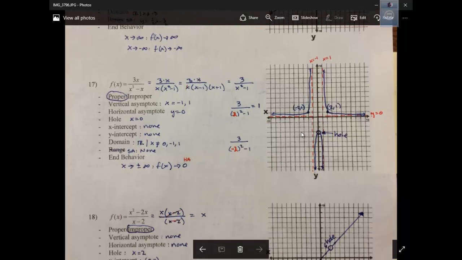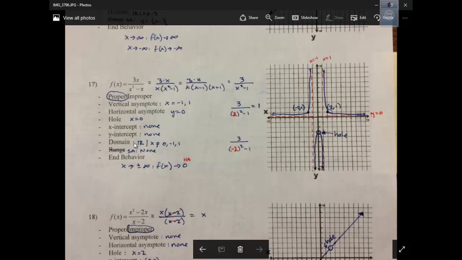Number 17, you're definitely going to have to use Desmos for this one. So this, I pulled out an x, and I was left with x squared minus 1. So factor that out. And then the x's cancel out, so that means that we're going to have a hole at 0. So that's where the hole is, right there at 0. And then it's a proper because the bottom is bigger. Since it's a proper, that means that I'm going to have a horizontal asymptote at 0. And then these two factors are going to be my vertical asymptotes, one at +1, one at -1.